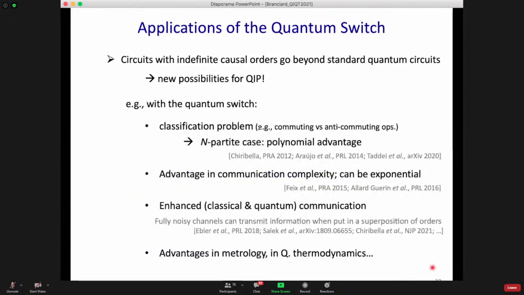And this has led to a number of investigations of other possible advantages. So there was a generalization to an n-partite quantum switch, where you get some polynomial advantage. There's some advantage in communication complexity, in reducing noise or enhancing classical or quantum communication capacities, and many other advantages inspired by these ones in metrology or quantum thermodynamics.